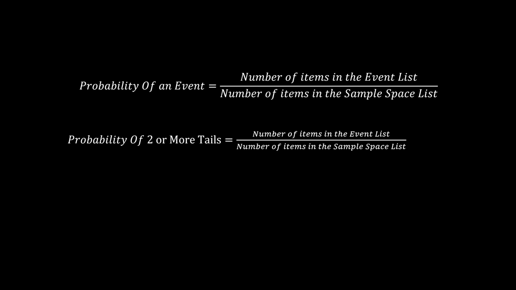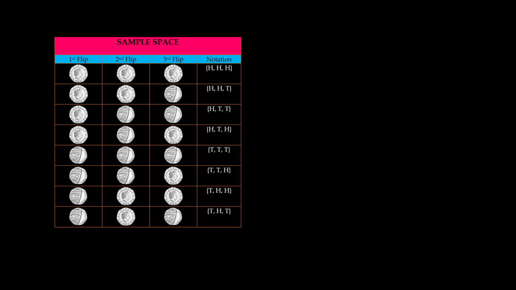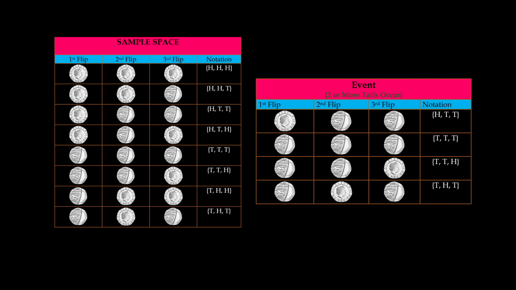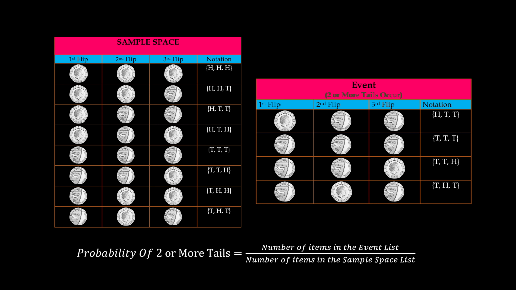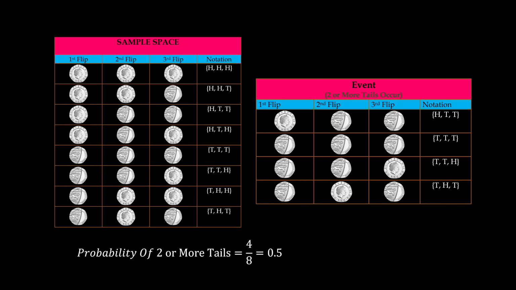Find the probability that we will get 2 or more tails in our 3 coin flips. Four out of 8 is 0.5. To turn this into a percentage, just multiply by 100 and add a percentage sign. So the probability of flipping a coin 3 times and getting 2 or more tails is 50%.